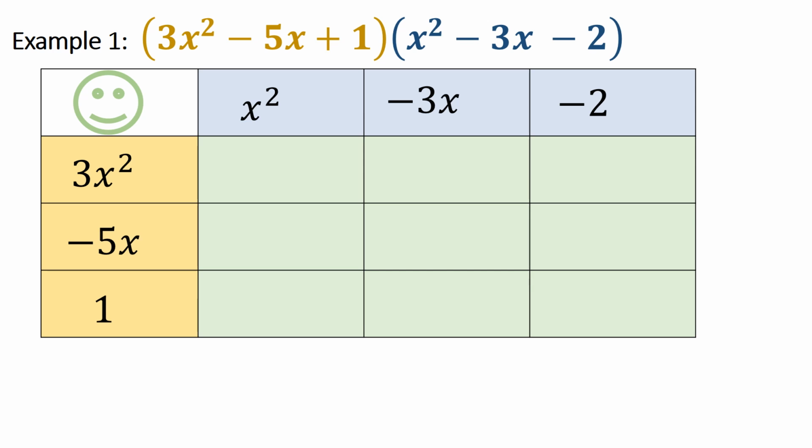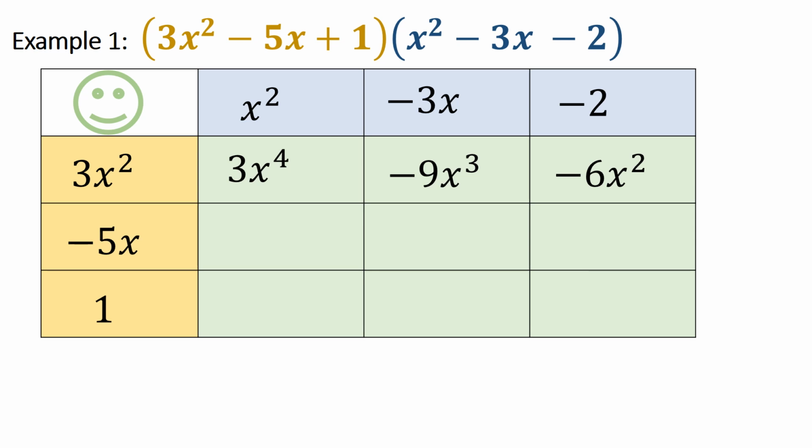Now normally wouldn't we take the first term and multiply it by everything in the second term? We're going to do that. We're going to take 3x squared and multiply it by x squared. So we get 3x to the fourth. Now we multiply 3x squared by negative 3x. What does that give us? Negative 9x to the third. Finally, I'm going to multiply 3x squared by negative 2, and that gives us negative 6x squared. That would be what you were doing if you were doing the arrows and everything.